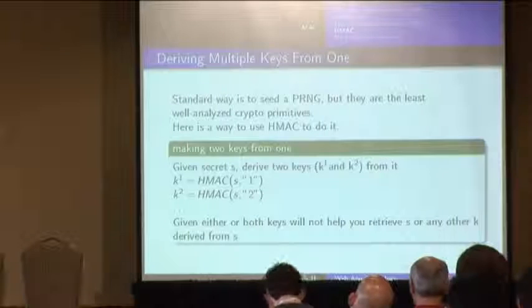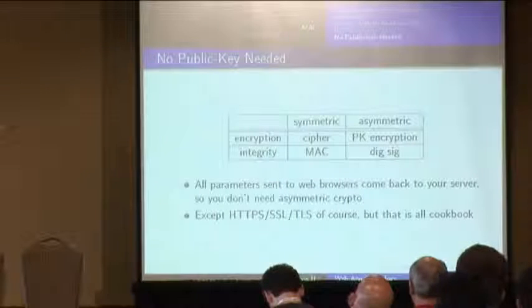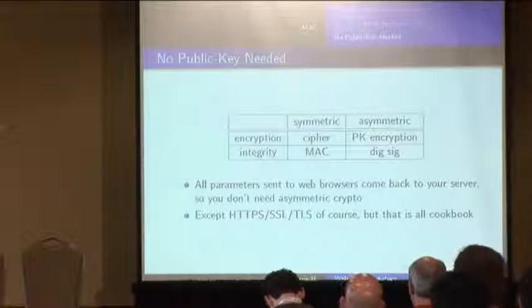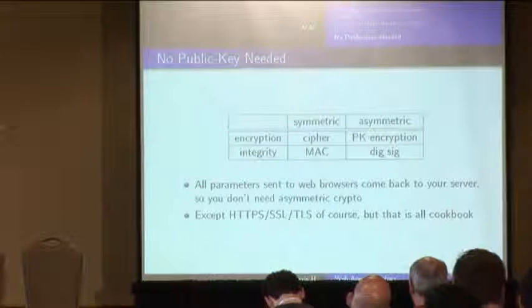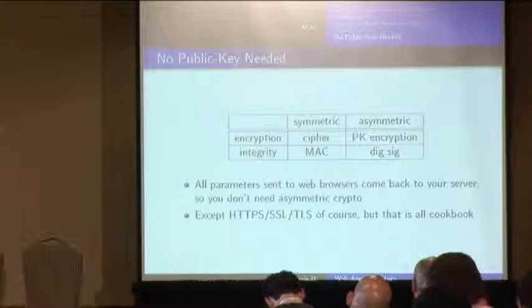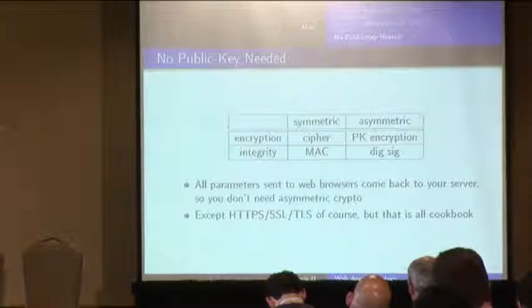It's kind of slow, but it's handy if you're stuck in some legacy framework. So just to show you where this falls in the matrix of cryptography, we've got asymmetric and symmetric, and encryption and integrity. So message authentication codes are sort of the symmetric integrity protection, or you can consider them the symmetric version of a digital signature, right?